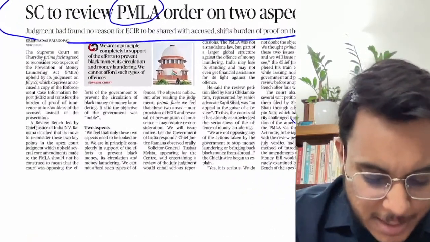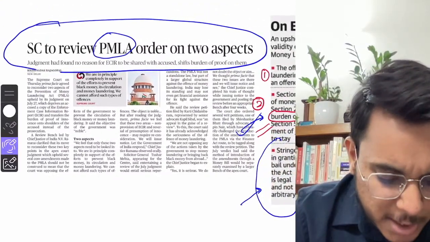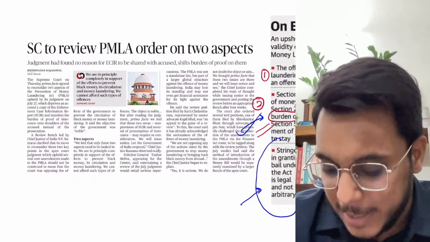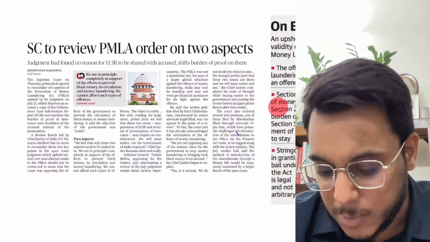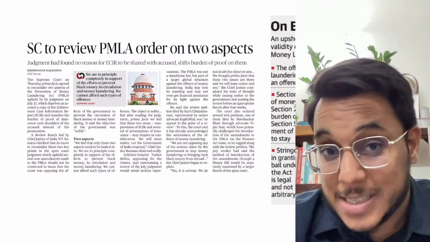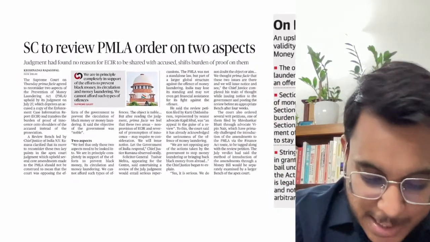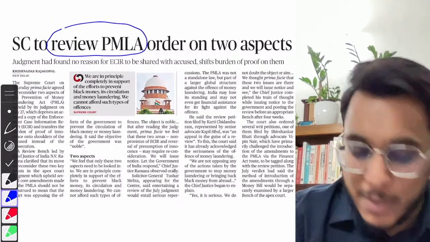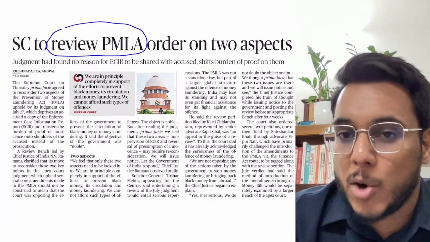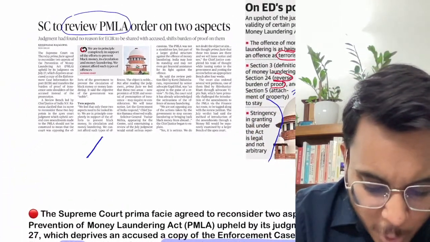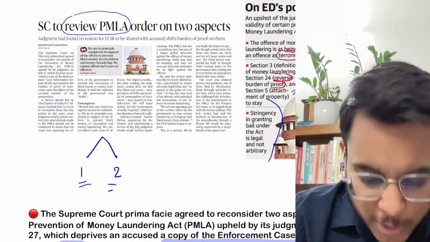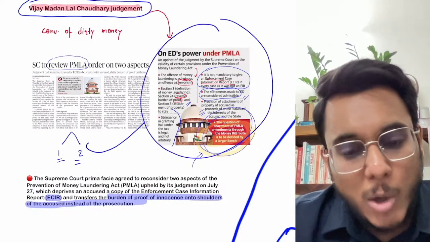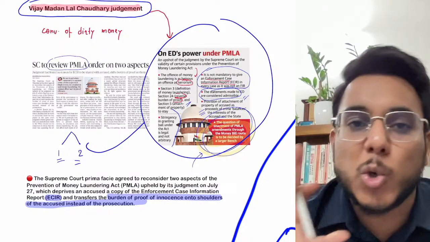Now guys, understand that after this judgment, the judgment was criticized a lot. A review petition was filed in the Supreme Court. It was said that you had not given a good judgment, that people are actually being harassed and political misuse is happening. Therefore the Supreme Court has now said that okay, we will review our order on the Prevention of Money Laundering Act. I have just explained all the matters that came up in the Vijay Madan Lal case. They said that we'll review two things out of that.